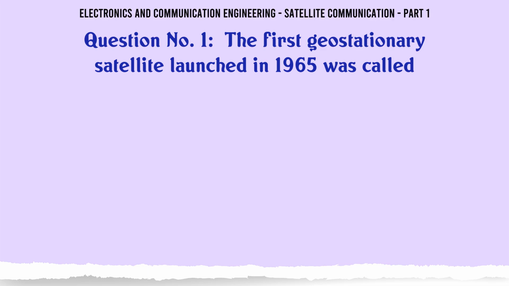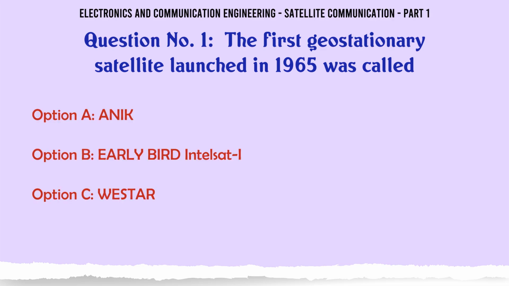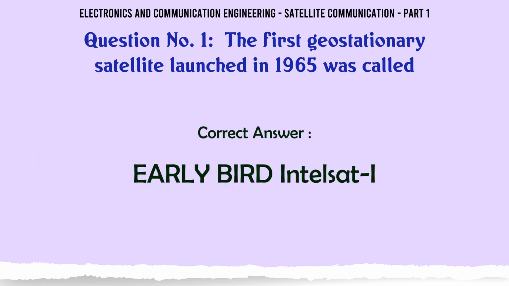The first geostationary satellite launched in 1965 was called A. Unique, B. Early Bird INTELSAT-I, C. Vestar, D. Molniya. The correct answer is Early Bird INTELSAT-I.